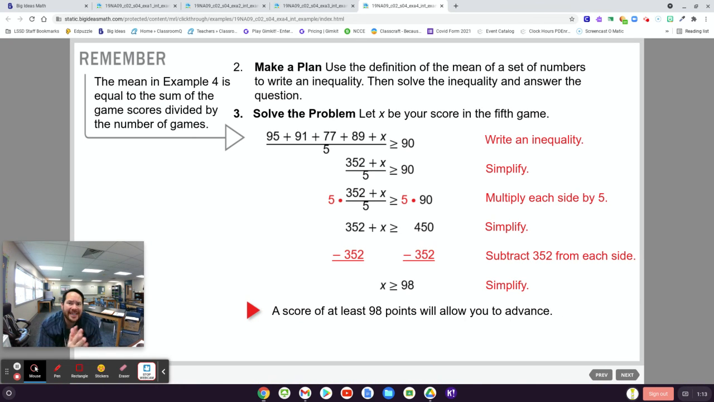Okay, if you have any questions or need any help, just let me know. It's the same as what we've done before. It's just a combo of adding, subtracting, multiplying, dividing. The only time you change the sign around is if you multiply or divide by a negative.